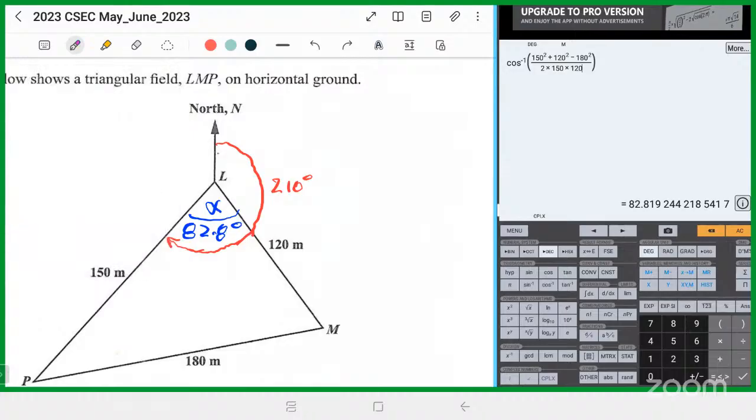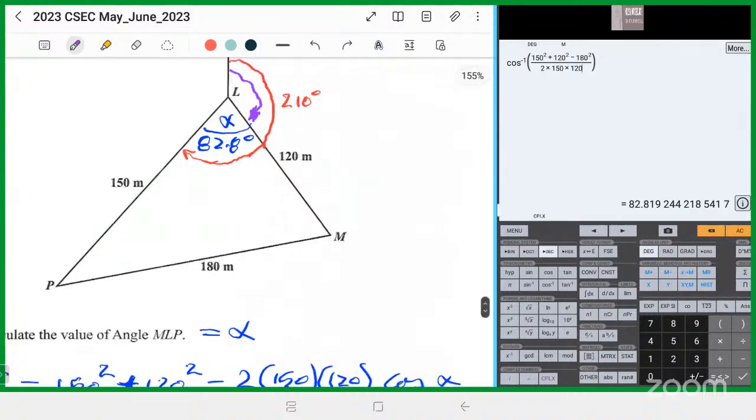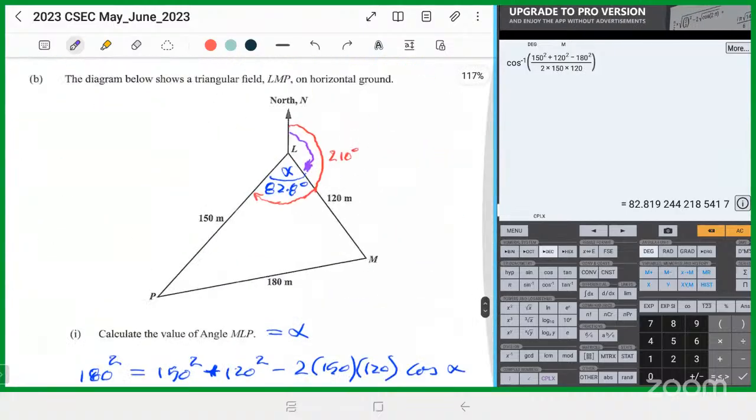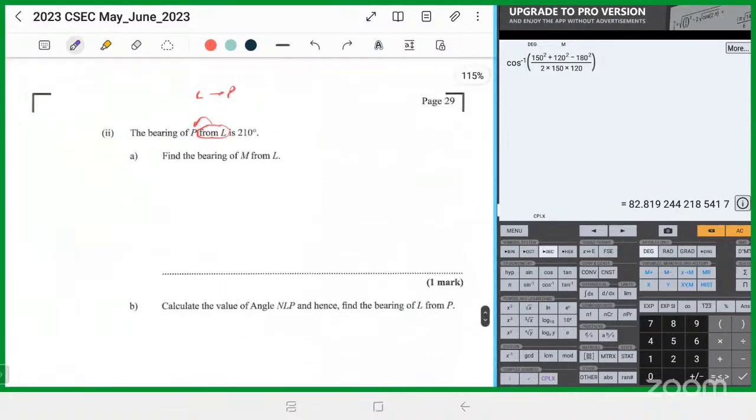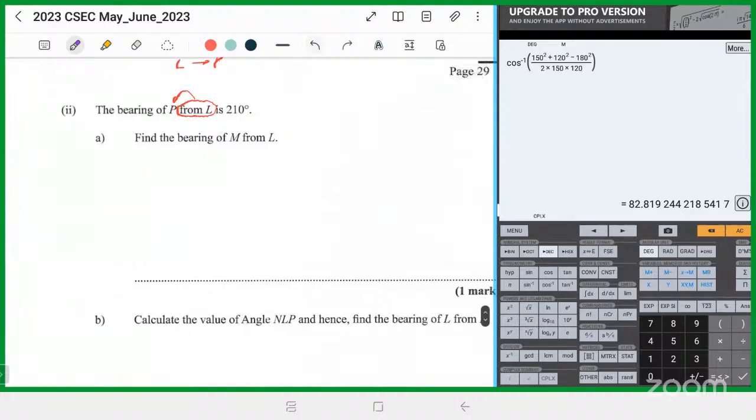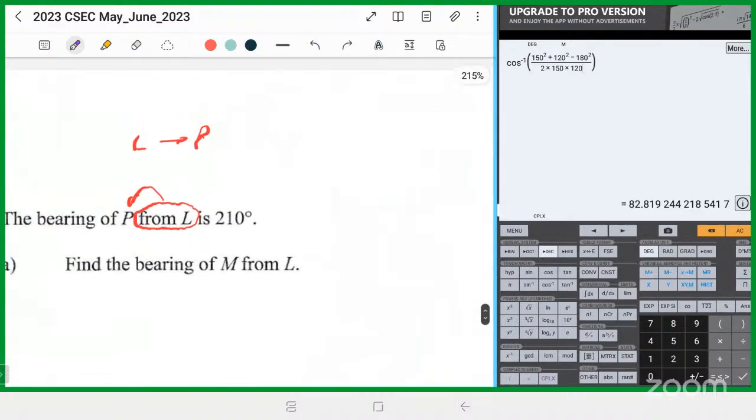Then we can know what this angle in purple is by subtracting, and that would be the bearing down to M from L right now. If you should ask, and I bet that's what they're going to ask, that purple angle drawn there is what they're going to ask: 210 minus 82.8. The bearing of M from L. That's how these questions are all the time. If you do a couple of them, you're good to go.